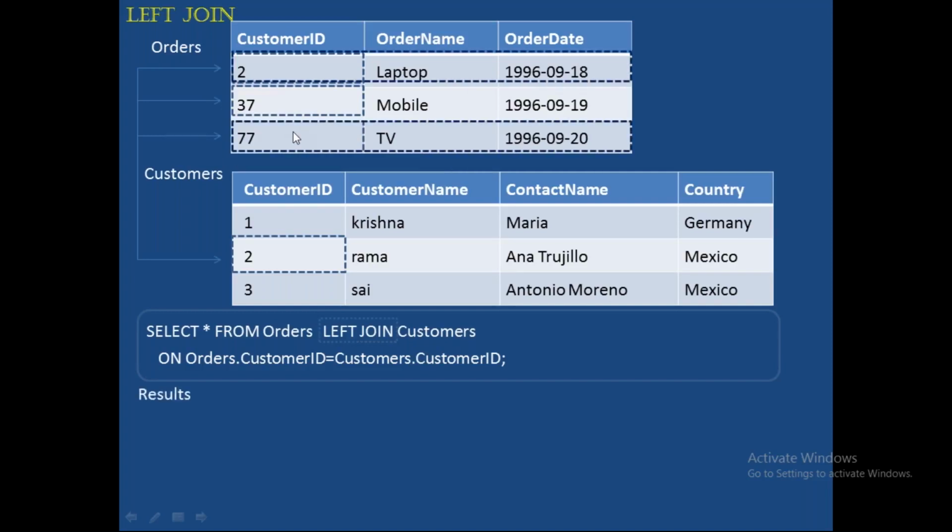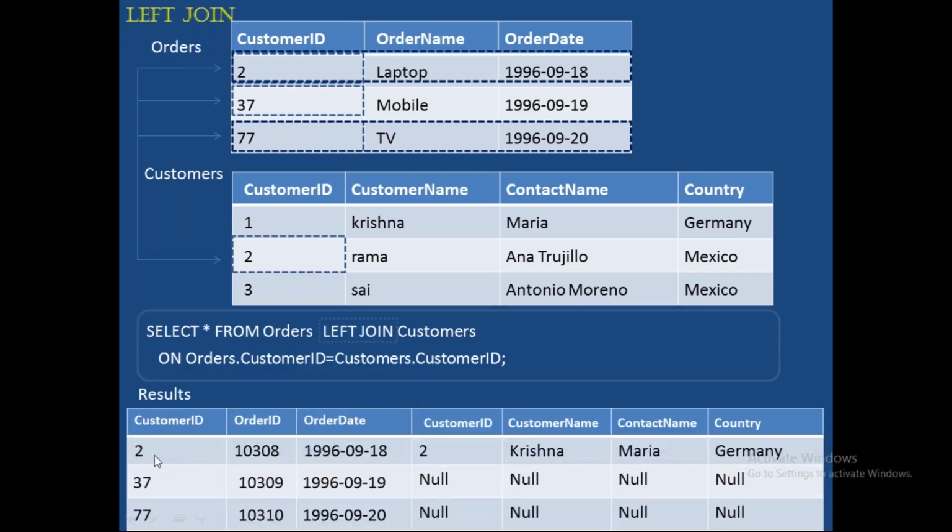Okay, 37 and 77 are the unmatched records. When you get the result, here is the common record you will get. Next, these are the only records which are available in the left table, and these are the right table records. Now I want to get only the records which are available in the left table. I don't want the common record.